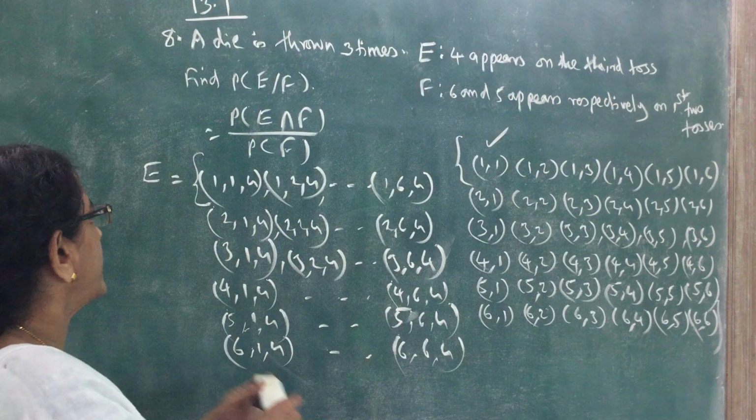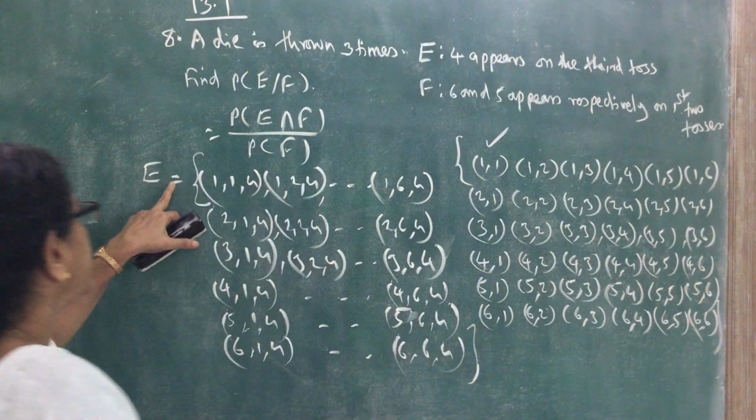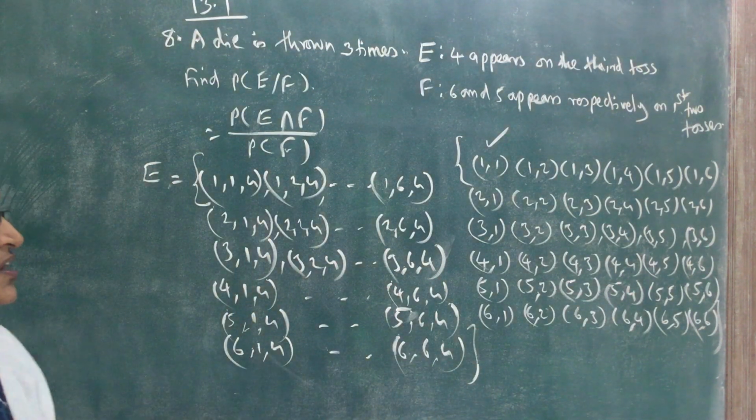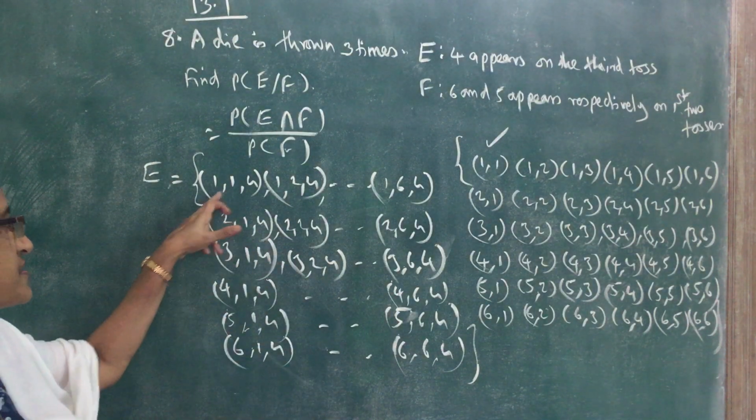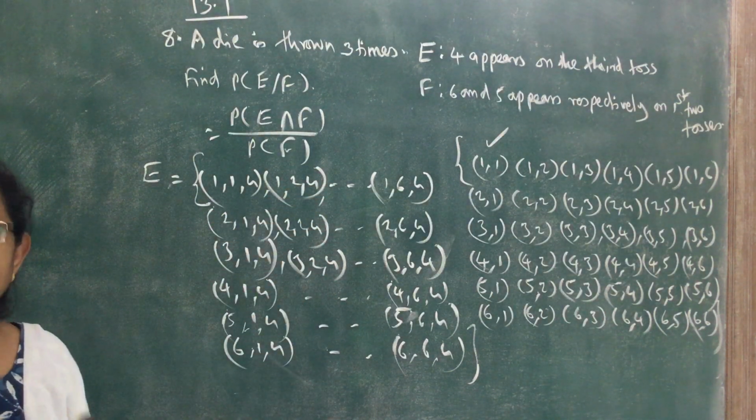So these are the elements in the event E. 4 appears on the third toss. So there will be 36 elements: 6 into 6, 36 elements are there.